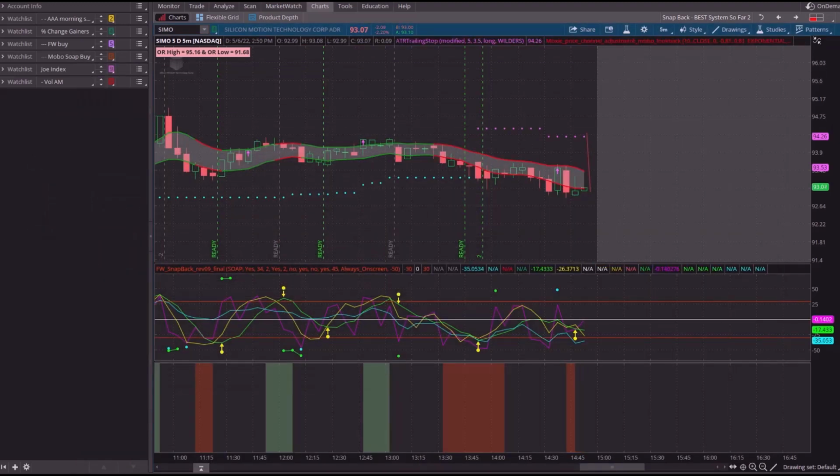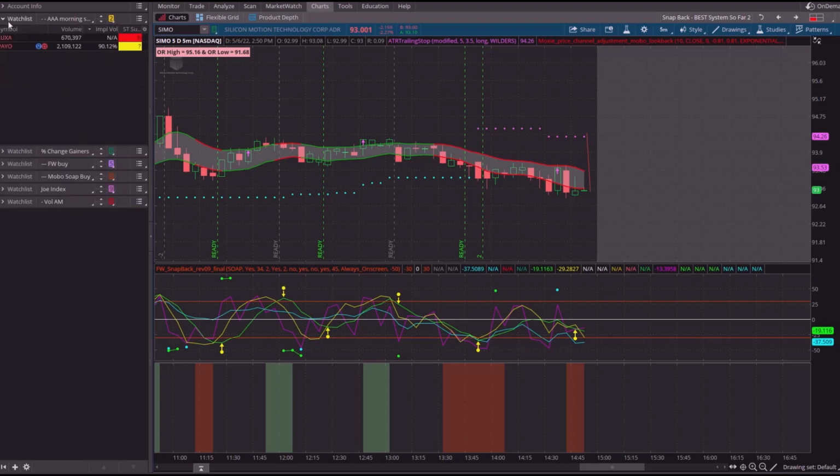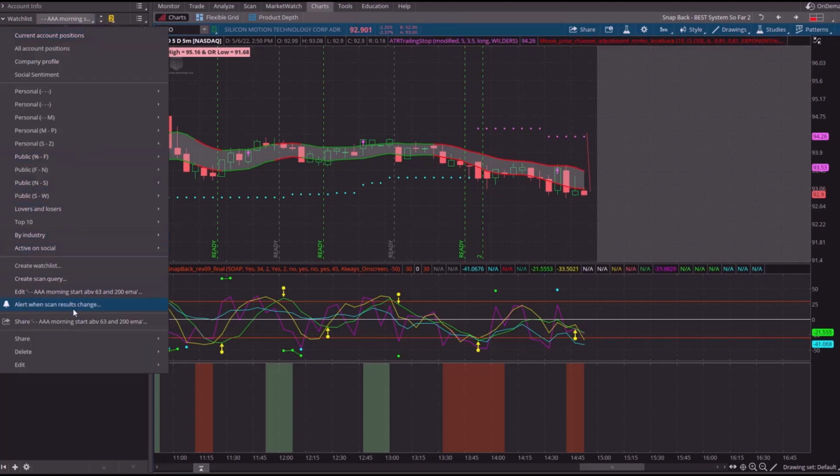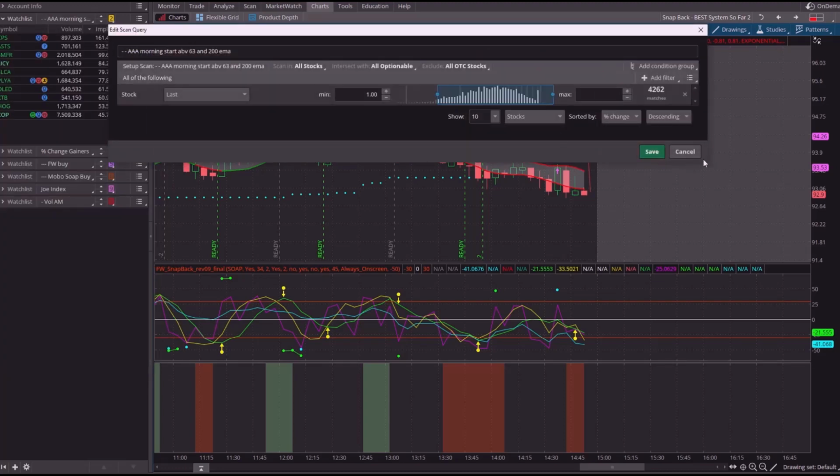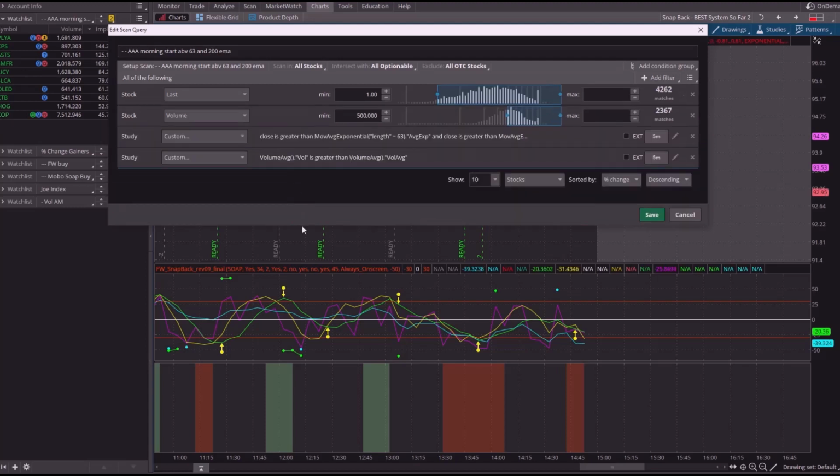Okay, so let's take a look at the watch lists. One of the watch lists that I like to have, and it looks like it's kind of worn out this afternoon, but you want to take a look at, let's edit, and extend that. So again, you can set what you want for your volume and your price. I just have 1 and 500.